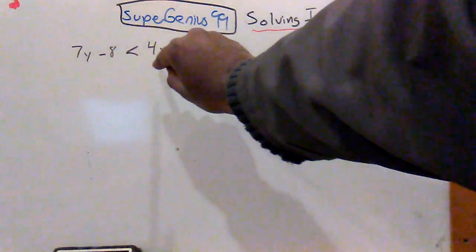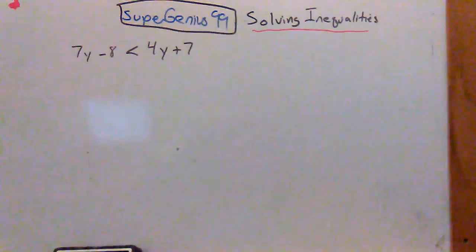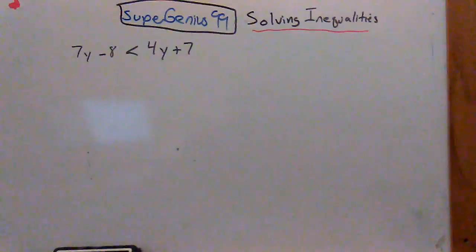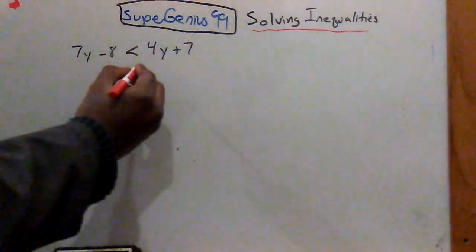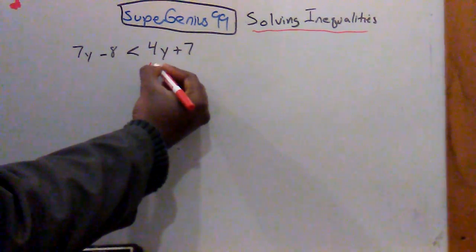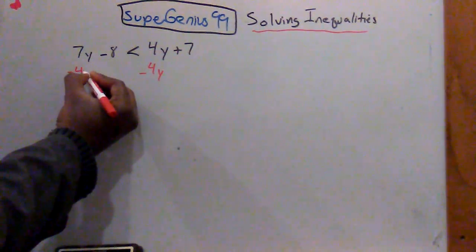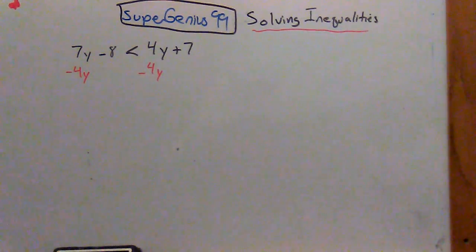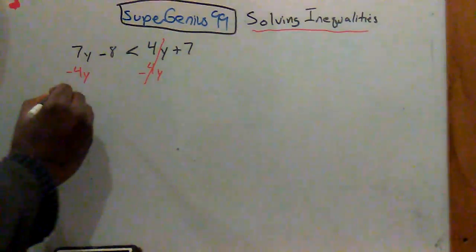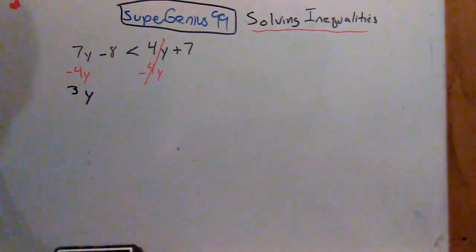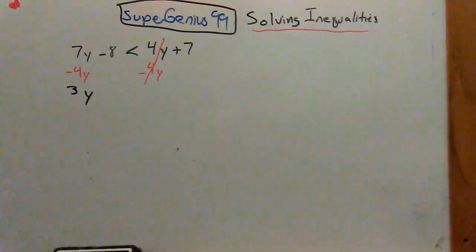So here I have a 7y and I have a 4y, and I like to bring all my variables to the left-hand side, so I'm going to subtract a 4y from both sides. So 4y minus 4y is nada. And 7y minus 4y is 3y. Bring everything else down.